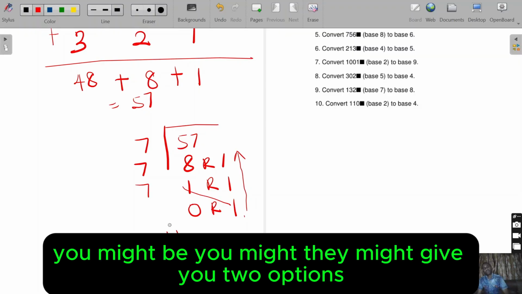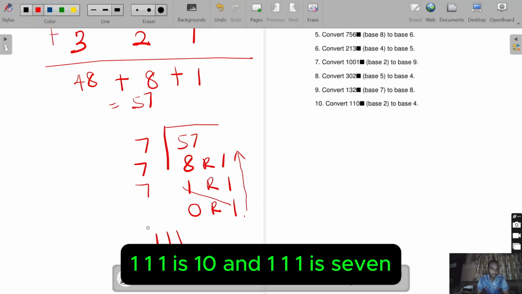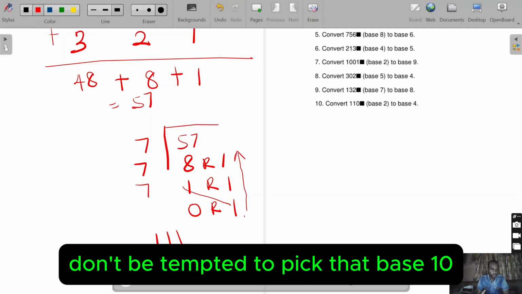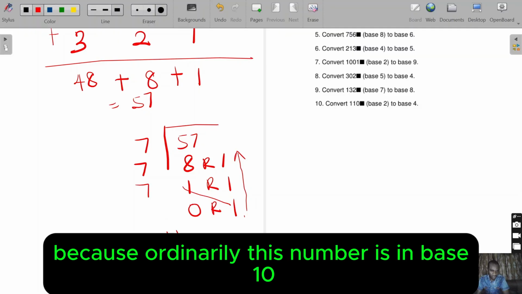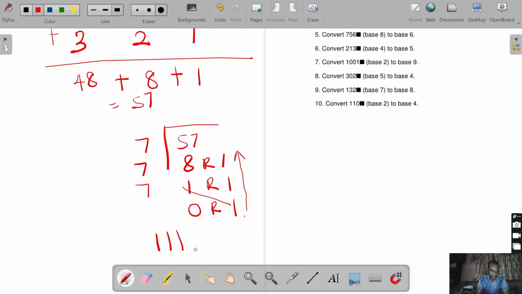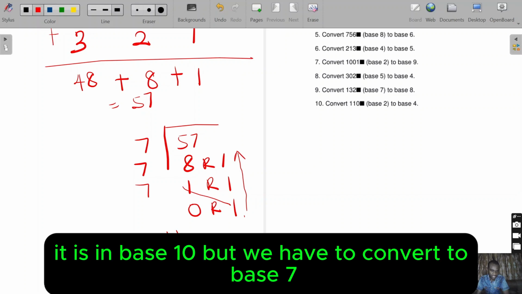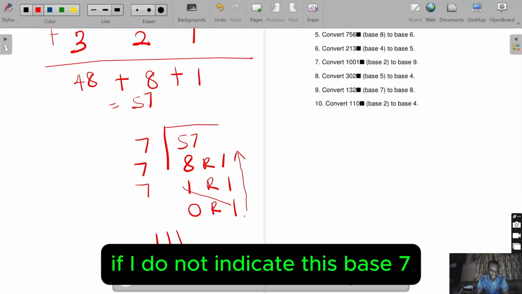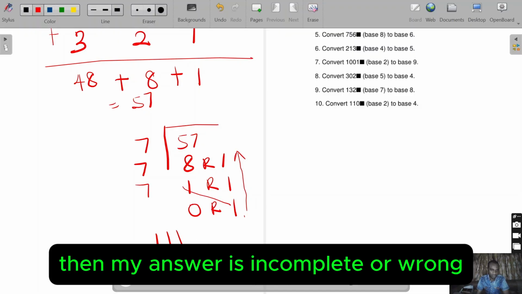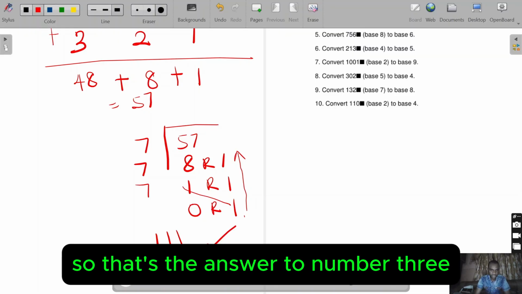In your options, they might give you two options: 111 base 10 and 111 base 7. Don't be tempted to pick that base 10, because ordinarily this number is in base 10 without writing 10. But we have to convert to base 7, so I have to indicate that. If I do not indicate this base 7, then my answer is incomplete or wrong. So that's the answer to number 3.